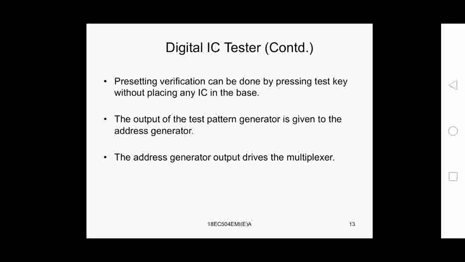And the output of the test pattern generator is given to the address generator. As per the diagram, the output of the TPG is given to the address generator, and the address generator output will drive the multiplexer, and the multiplexer output will drive the thumb wheel switches as well as the LCD display.